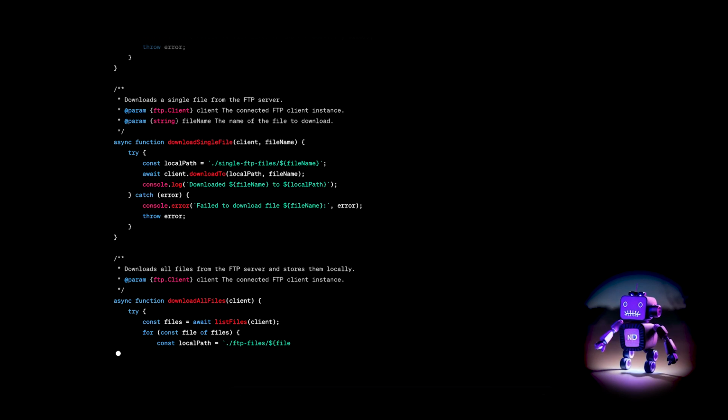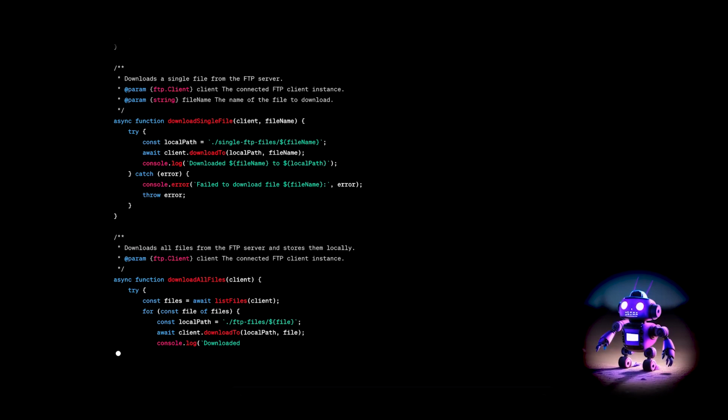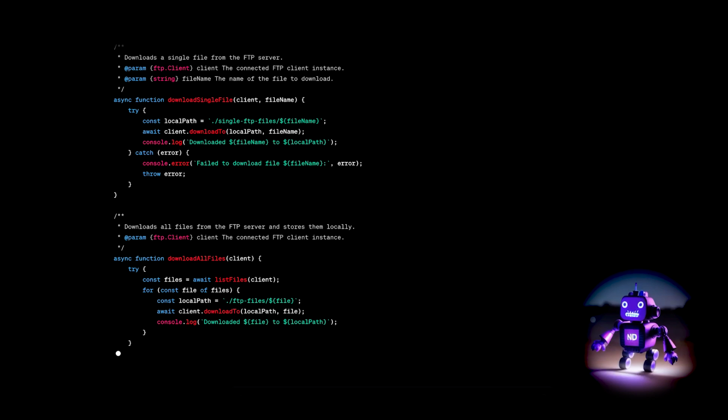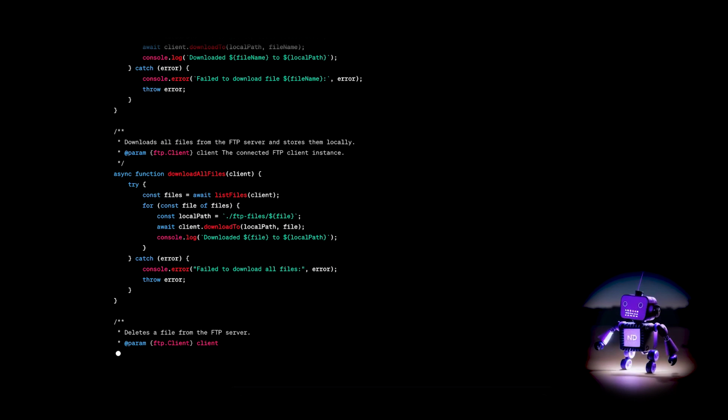This function demonstrates how to download every file from the FTP server. It first retrieves a list of files using our previously defined listFiles function. Then, for each file, it determines a local storage path and downloads the file there. This approach is ideal for bulk operations, such as backing up an entire directory from the server.